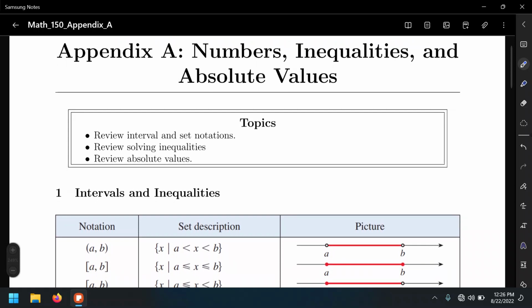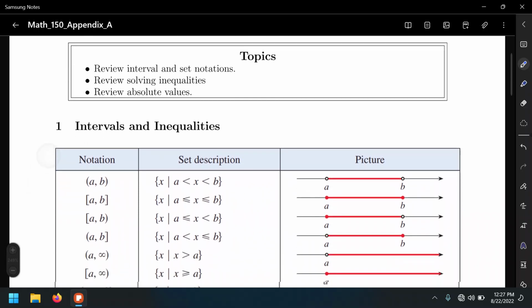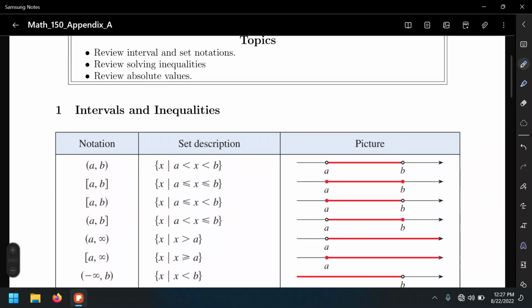Well, so for this class we start with a brief review of some algebraic aspects that will be used very, very often in our class. Like in this case, in this section, rather an appendix. It's one section from almost the back of the textbook. What we're going to do here is review the interval and set notations, solving inequalities, and absolute values. So these are going to be very, very important throughout the semester.